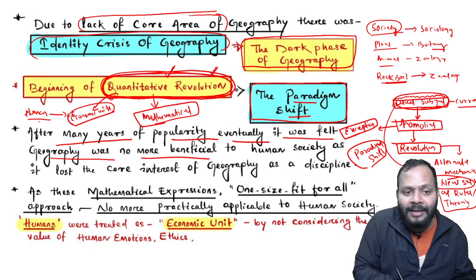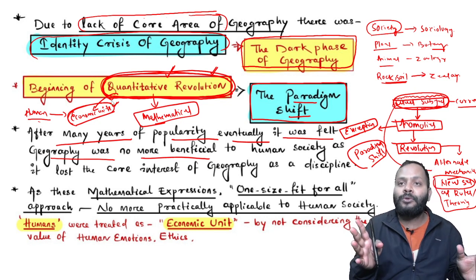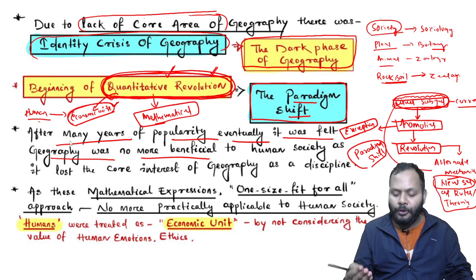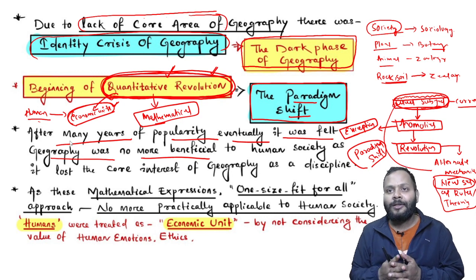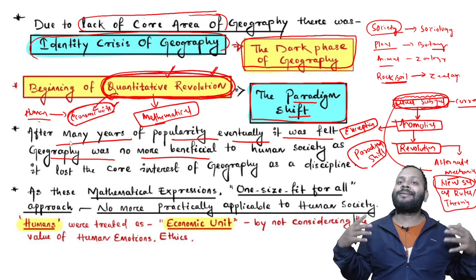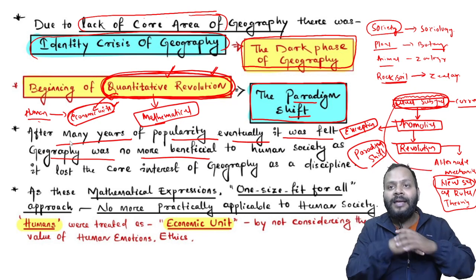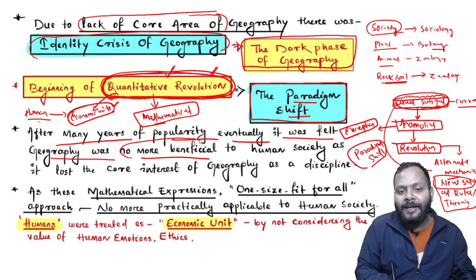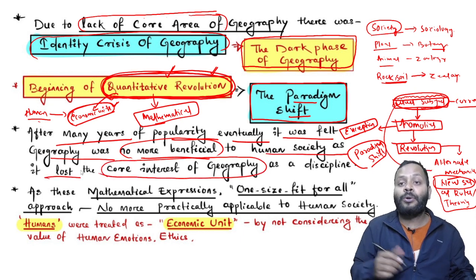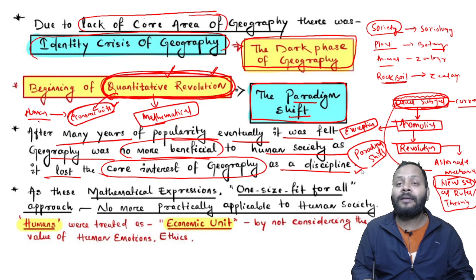Now the humans are treated as economic units, with no value to human emotions, so the purpose of geography fails. What is the purpose of geography? The purpose is to benefit the society. But you are not considering my emotions, the values, the ethics. You are not considering anything, and it's no more beneficial to human society as it lost the core interest of geography. What is the core interest of geography? The benefit to the society. It's not happening so far as a discipline.